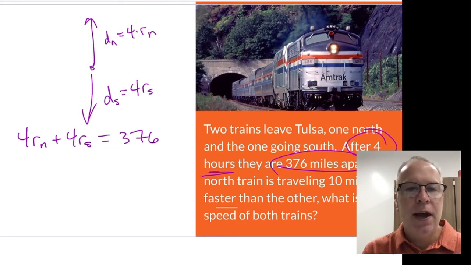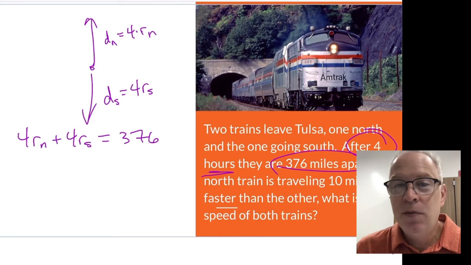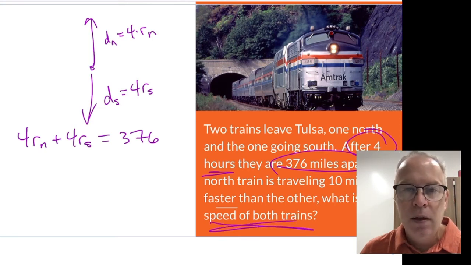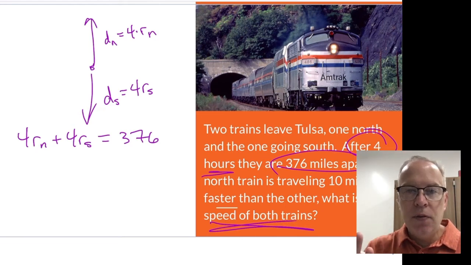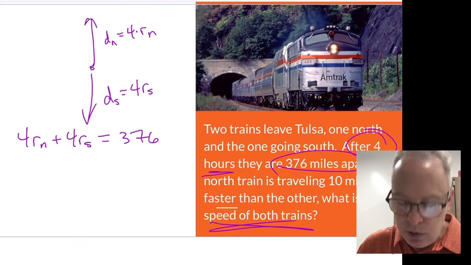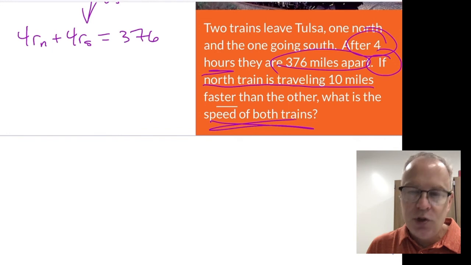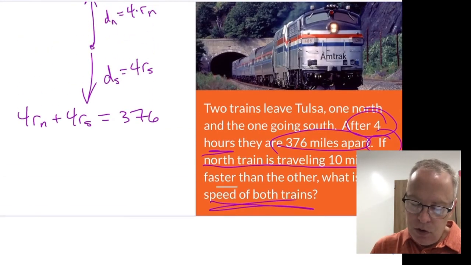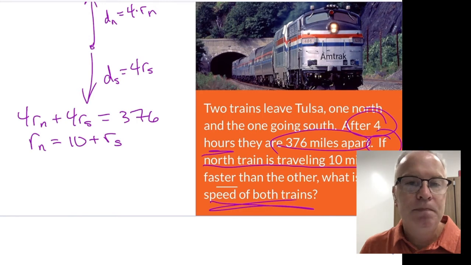Now you might wonder why I didn't use D sub N and D sub S. It's because we're not really solving for distance of each, we're solving for the speed of the train. So I didn't want to bring D into the mix, although we could. We need another equation. We need another clue. Do we have another clue? Let's go over here and look. If the northbound train is traveling 10 miles an hour faster, there it is. So the northbound train is 10 plus the southbound train.